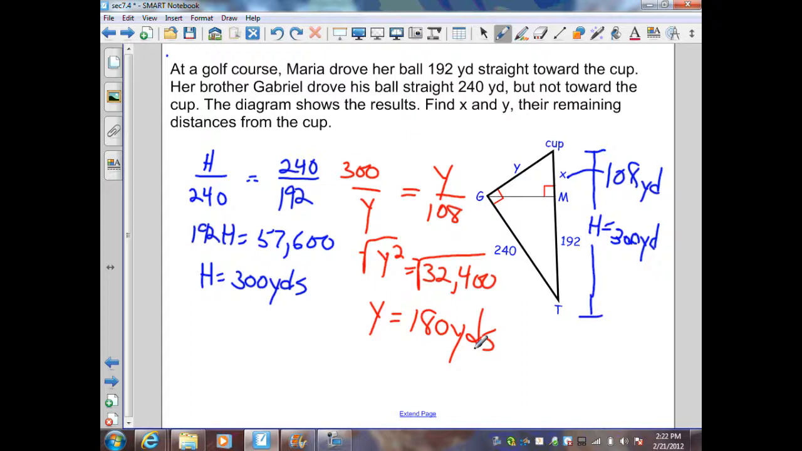Therefore, most of the time, it is a lot better to hit straight down the fairway and shorter, and that way you end up closer to the cup.